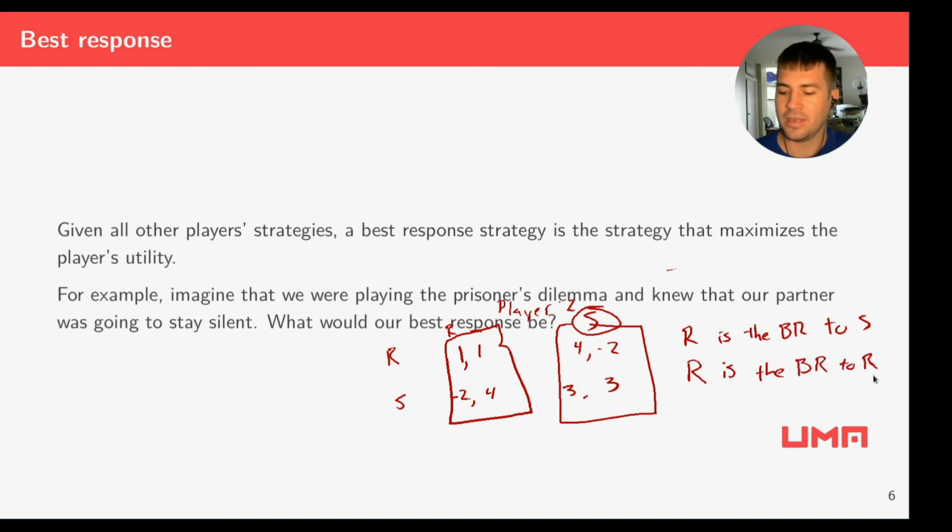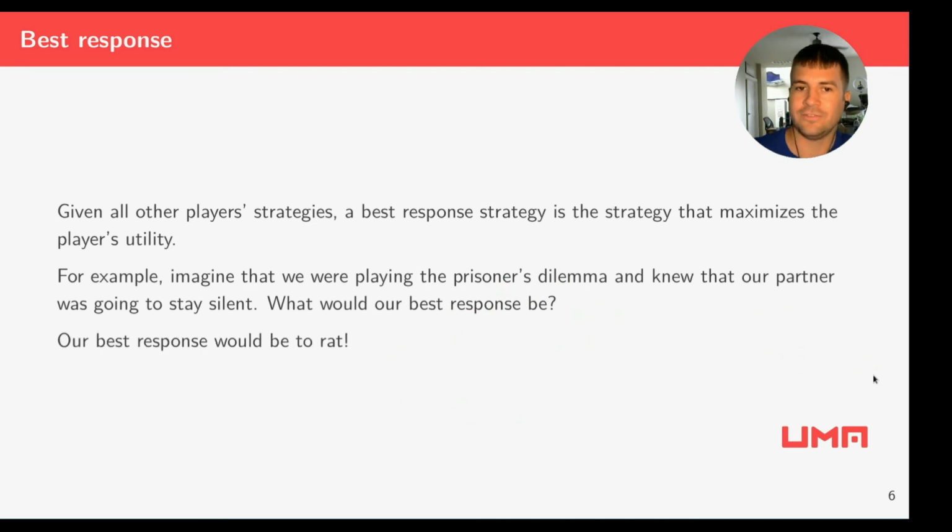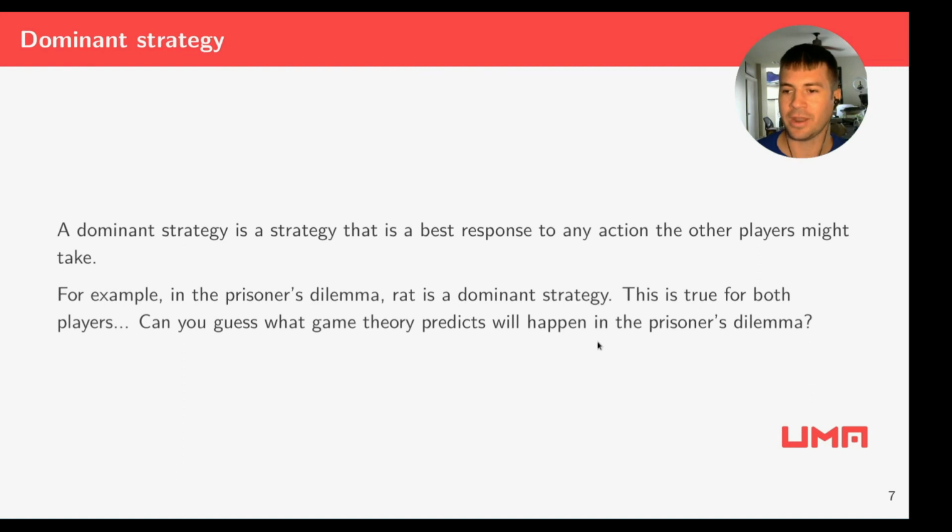And this leads us to one final definition, which is a dominant strategy. A dominant strategy is going to be a strategy that is a best response to any action the other players might take. So as we just saw, rat is the best response to both rat and to silent, which makes rat the dominant strategy. And now rat is the dominant strategy for both players. So can you guess what game theory is going to predict will happen in the prisoner's dilemma?